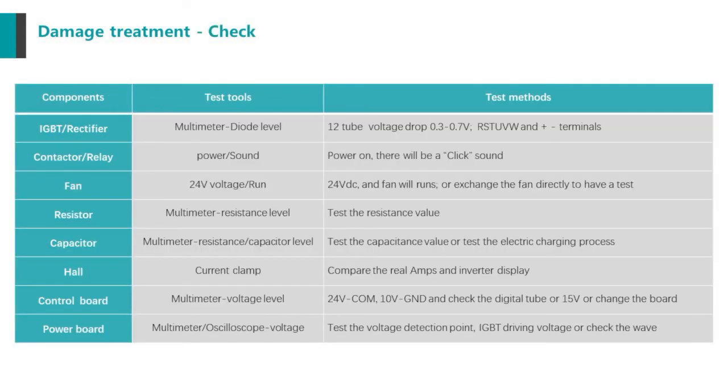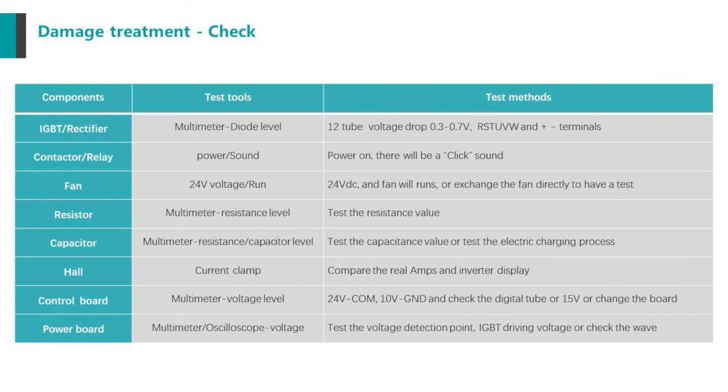Here I listed the test tools and test methods for these main parts. Like the IGBT, you could use the multimeter diode level to test the 12 tube voltage drop between the R, S, T to U, V, W terminal and the plus-minus terminal. If this test voltage is between 0.3 and 0.7 volt, then it is good.